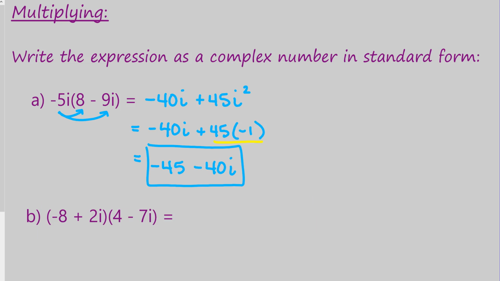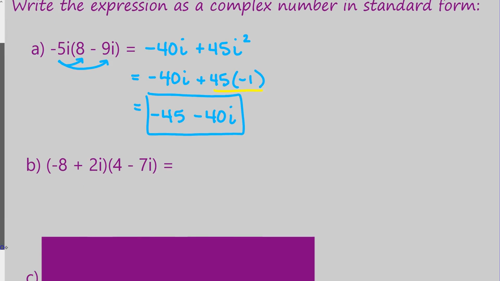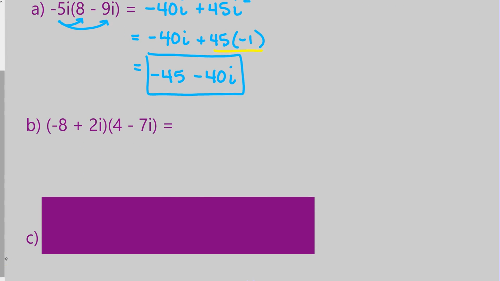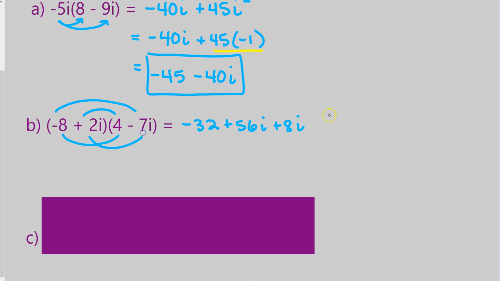Okay, let's multiply these. You can pause, give it a try, and then see how you did. So we're using the FOIL method, so negative 8 times 4 is negative 32. Negative 8 times negative 7i is positive 56i. 2i times 4 is positive 8i. And 2i times negative 7i is negative 14i squared.